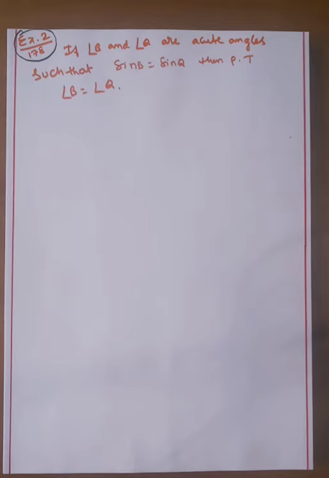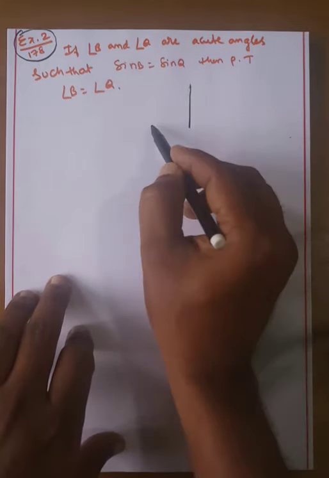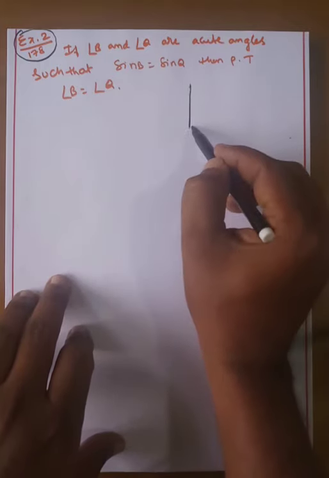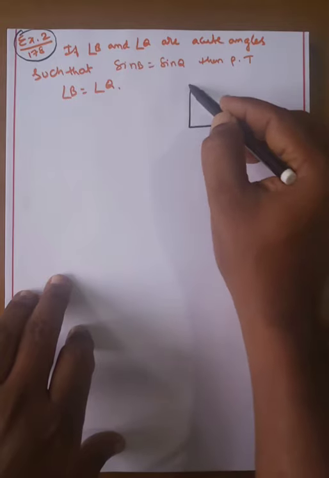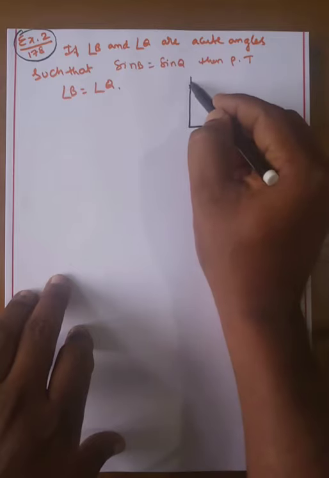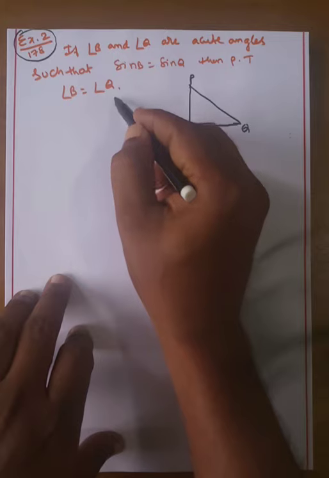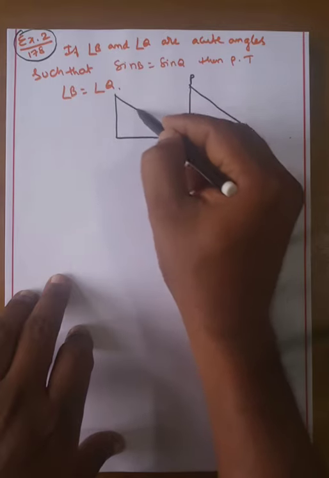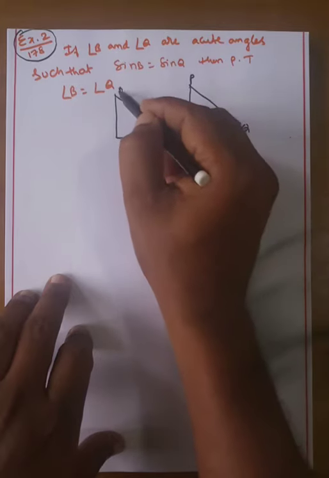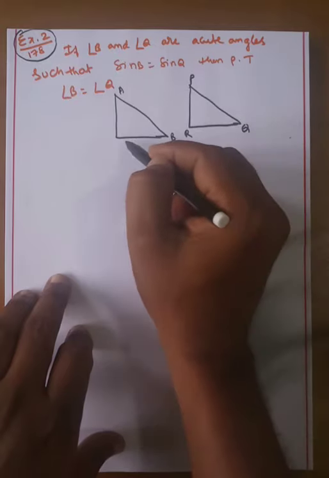Angle B and angle Q are acute angles, which means you have to take two different triangles. Those two are right angle triangles. Suppose this is Q, this is P, and this is R. Now we will take the other triangle: this is A, sorry, this is B, and this is C.